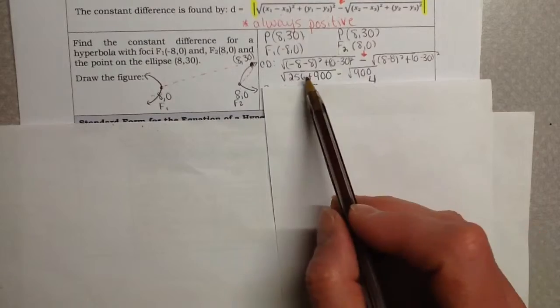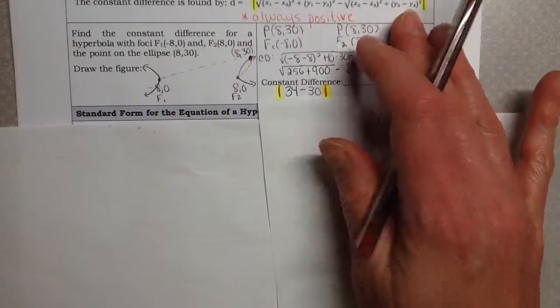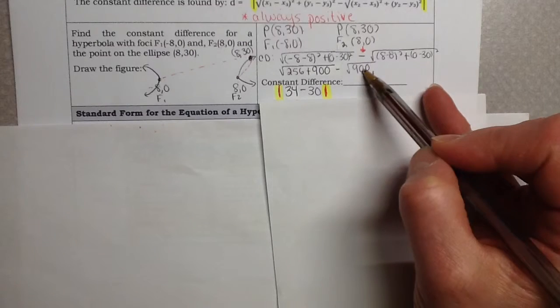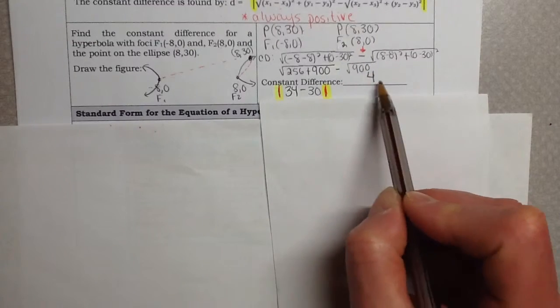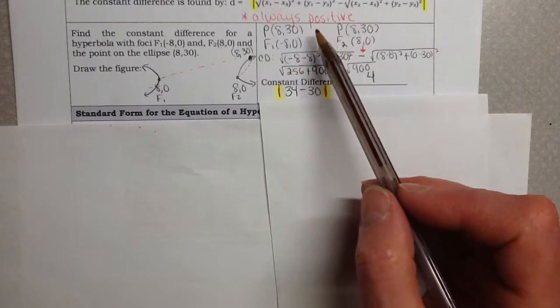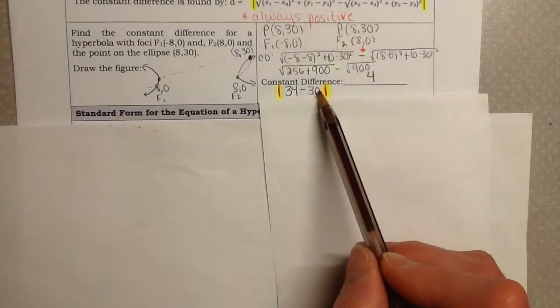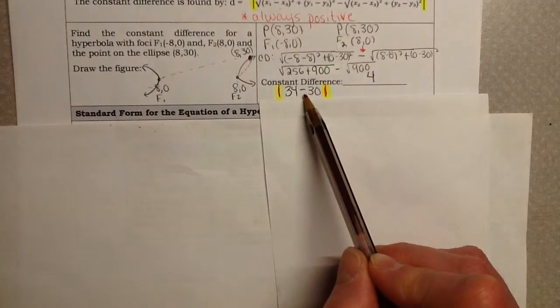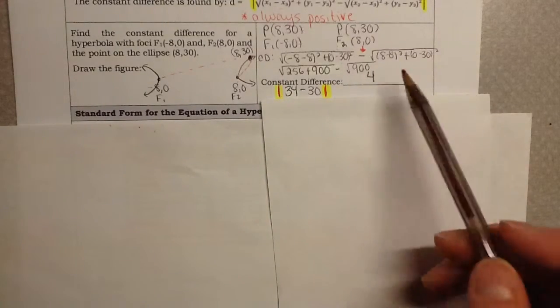And once I have the distance formula, I'm just simplifying here. This first part is going to end up being 34. The second part is going to end up being 30. And when I subtract them, it's 4. Now, had I done this in a different order, had I started with this one and subtracted that one, then it would be 30 minus 34, which would give me a negative 4. I would take the absolute value because we're talking distance, so it needs to be positive.